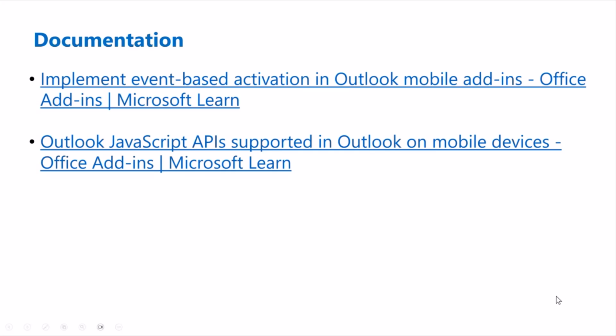Can we move to the next? So you will find the event-based activation and public documentation and all the related supported APIs on Outlook Mobile. Feel free to go ahead and try the scenarios out, and hopefully they cater to your use case. So that's it from my end, and thank you everyone for patiently listening in.